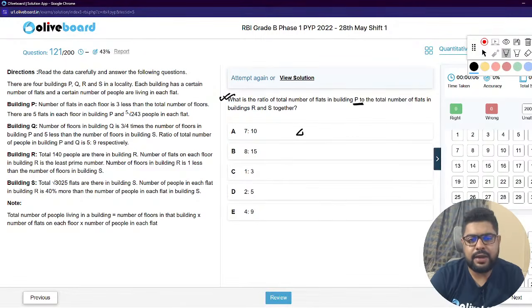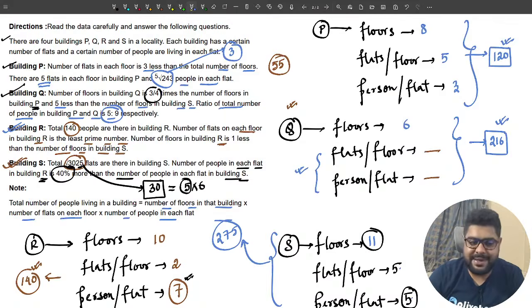Sir, it will be 40. Ratio, sir. R and S together. Sir, R and S together. चलो sir एक बार चलते हैं. R and S together. Total number of flats, please understand.